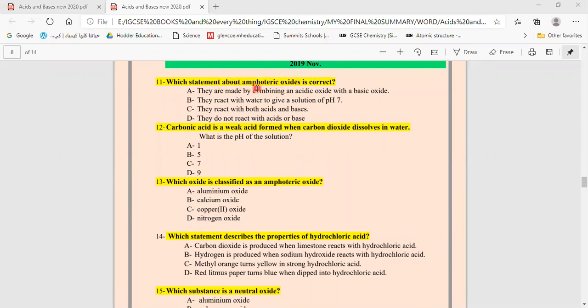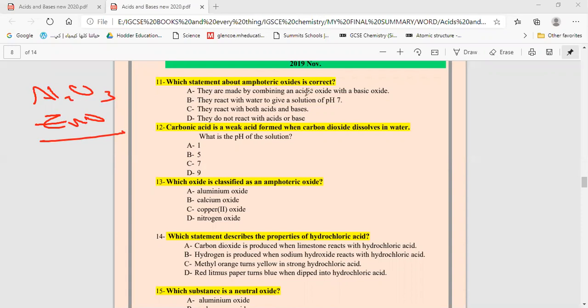2019. Which statement about amphoteric oxide? Amphoteric oxide like what? Who can give me an example of amphoteric? We have two examples. Number one, Al2O3, and ZnO. All these ones are amphoteric oxides. Amphoteric means they react with acid and react with base.